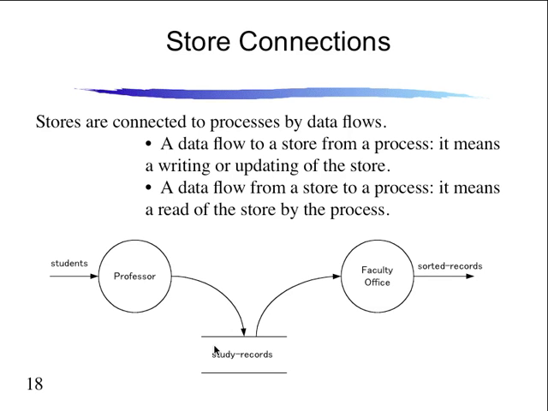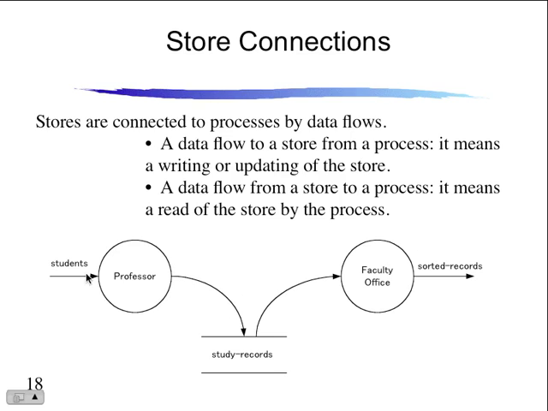Store connecting. So we have connections for the stores. We saw this in a couple of different examples, but to give you the concluding thoughts on the rules: stores are connected to the processes by data flows. Those are the directional arrows showing you the data flow. The data flow to the store from a process means you're writing or updating the store. And the data flow from a store to a process means you're reading it from the store and using it inside of the process.